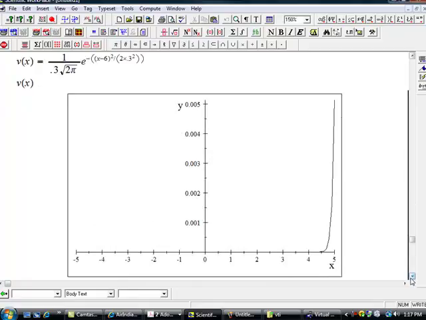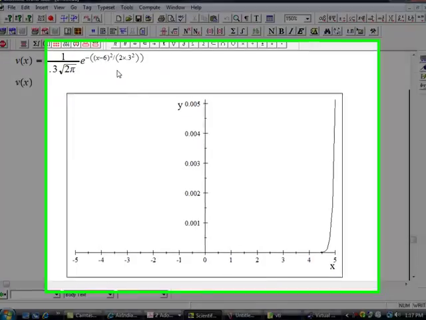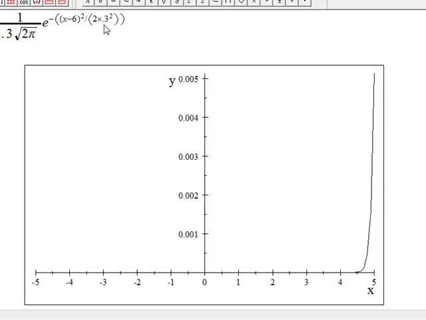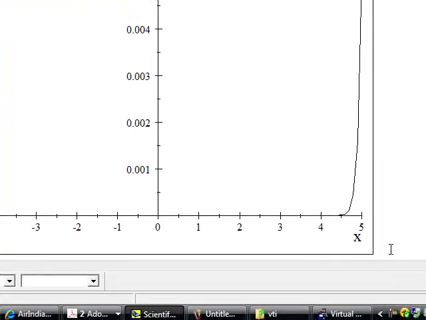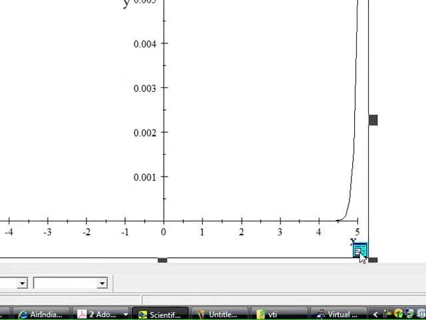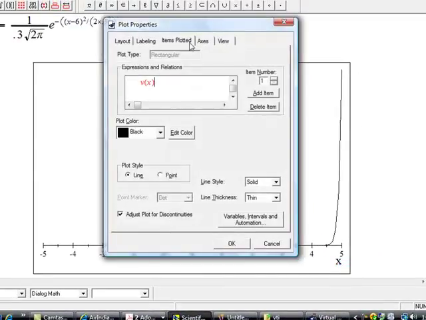Can you help me with a question? I don't see any bell-shaped curve. Tell me why. Because the mean is 6, right? Standard deviation is 0.3, right? Do you see 6 here in the window? No, right?